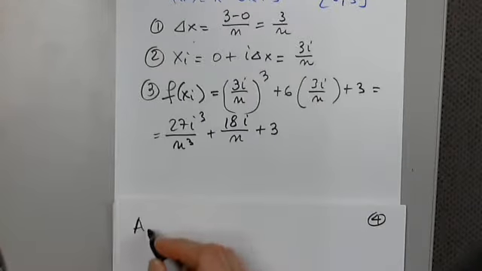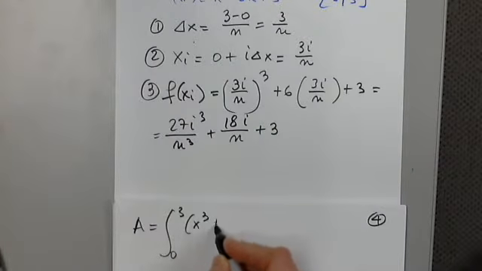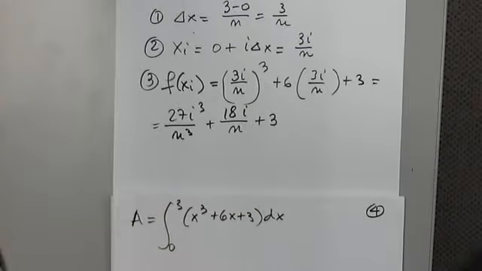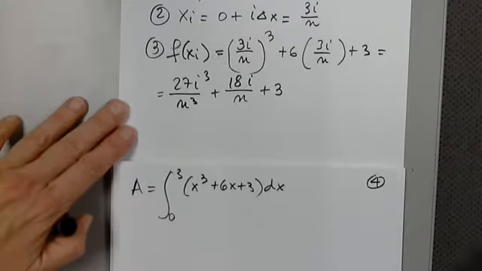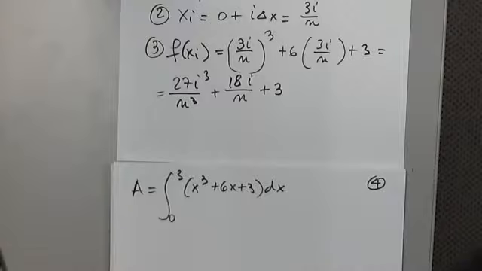Now I can say the area is the integral from 0 to 3 of x to the third plus 6x plus 3 dx, which I should calculate now or at the end, because I would like to check my work. As you know, with the limit of the Riemann sum, I can make an error very easily, right? So let's do that right now.